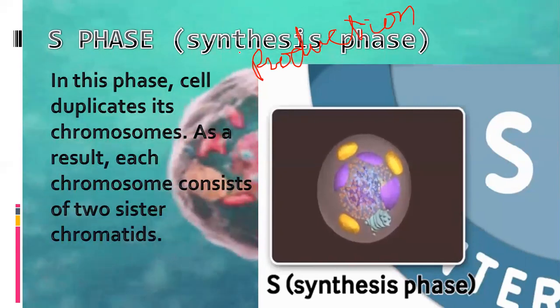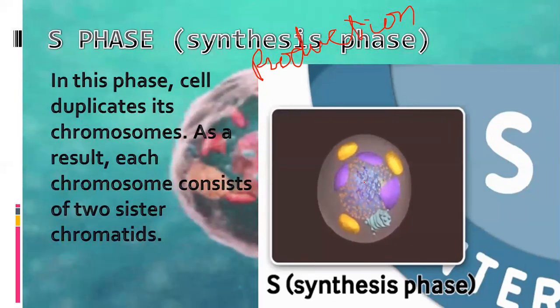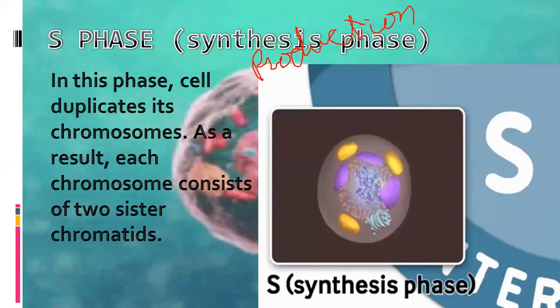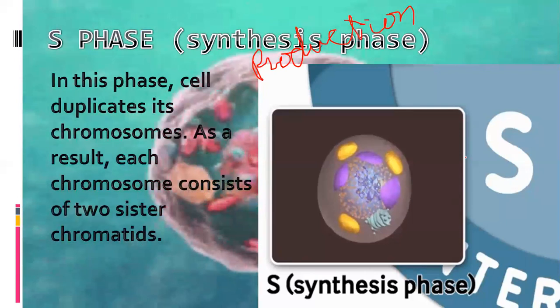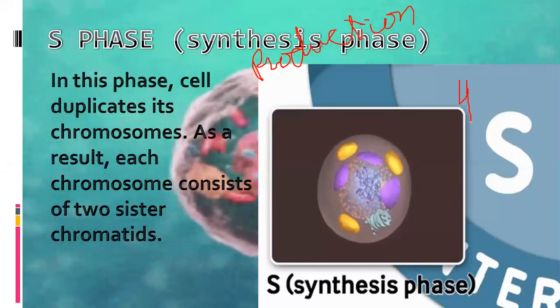Not new actually. The old ones, here you can see in the synthesis phase, these are the old ones and they are duplicated in the next copy. Like they are going to be copied here. How many chromosomes are present in a human being? These are 46. Okay, so 46 chromosomes are duplicated.